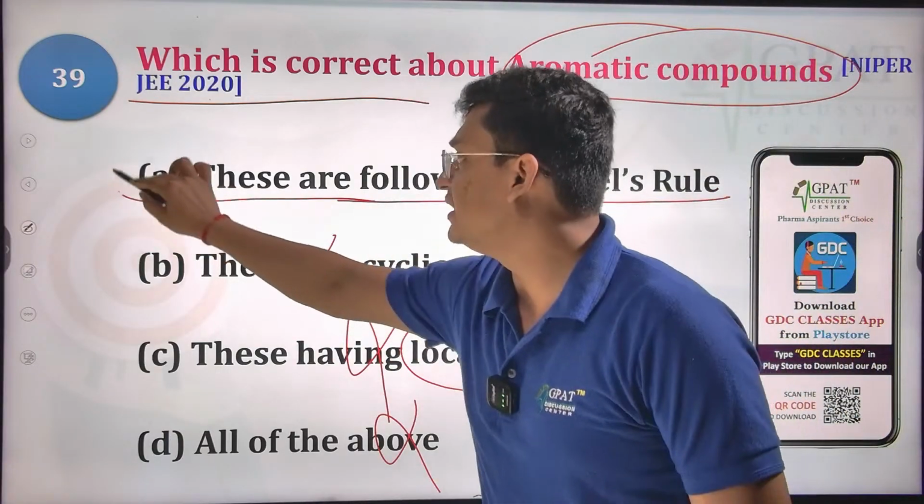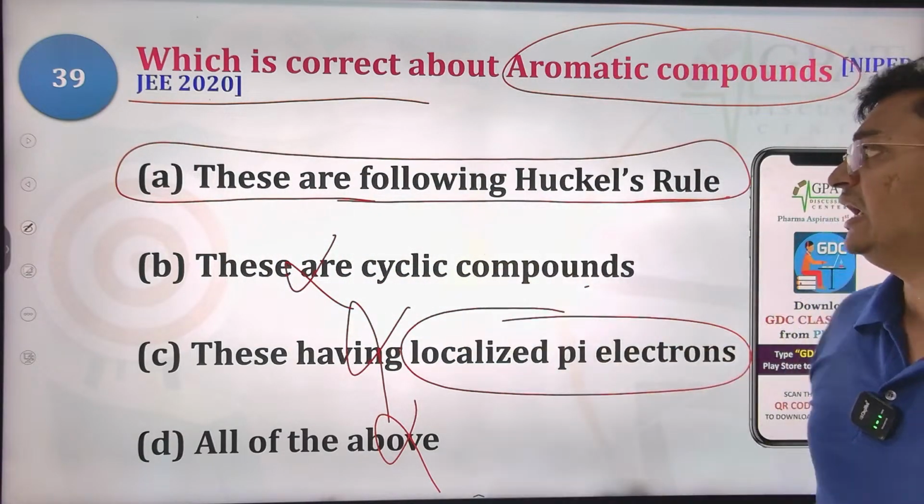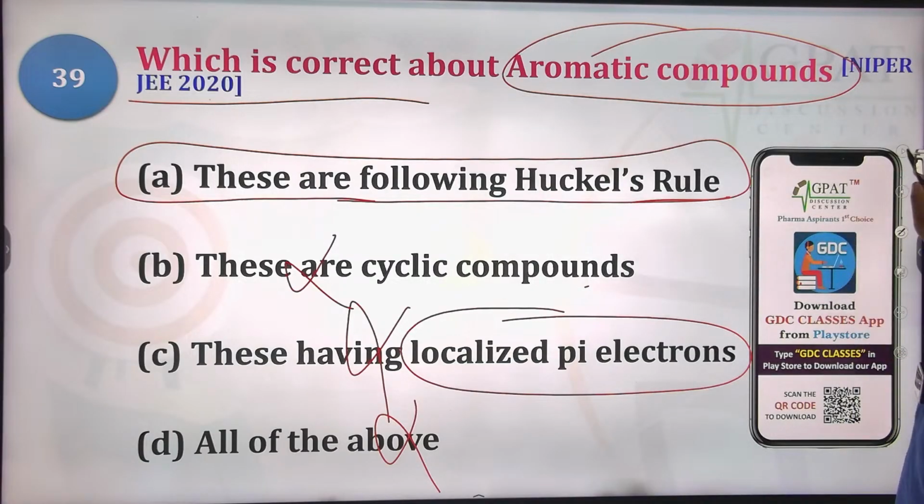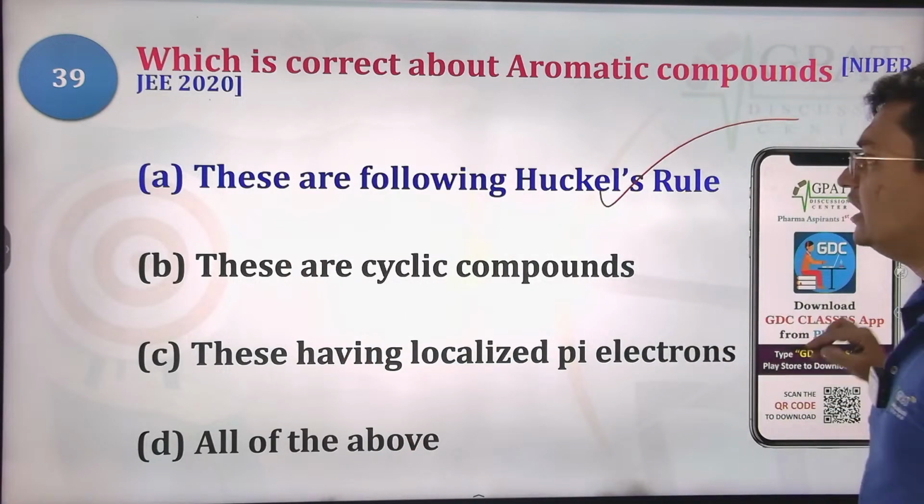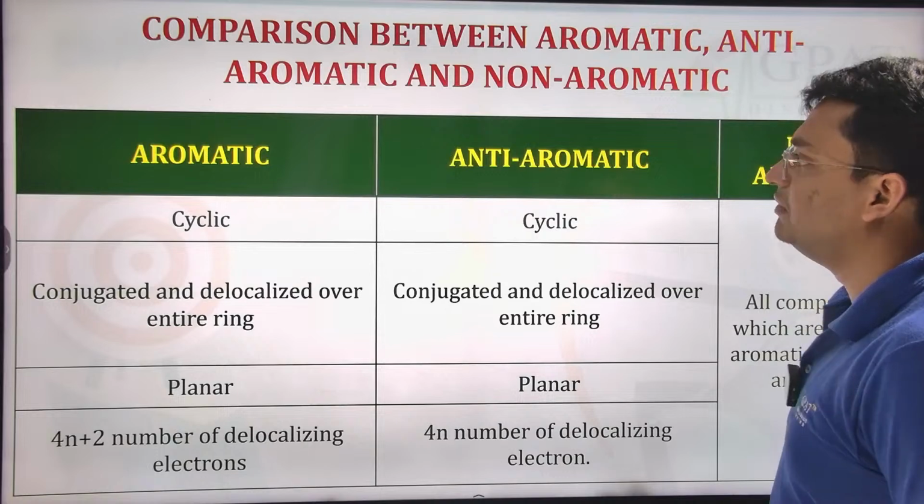The correct appropriate answer now will be having just A, that is, these are following Huckel's rule. A will be the right answer. A will be the correct answer.